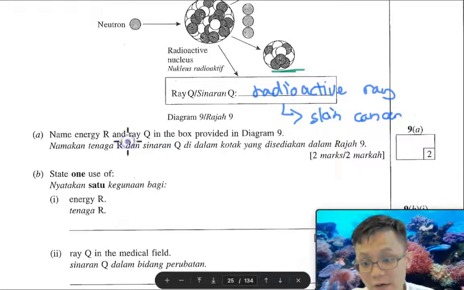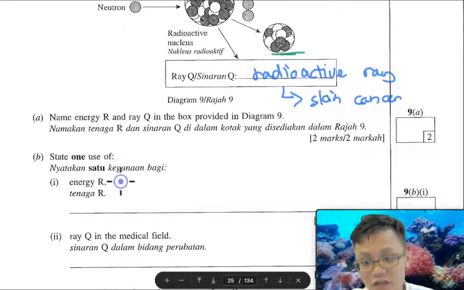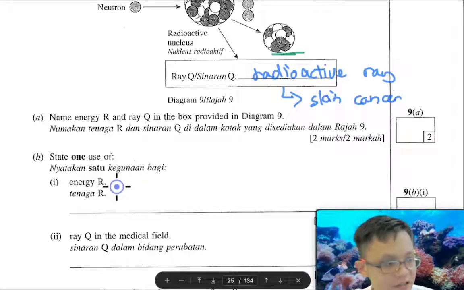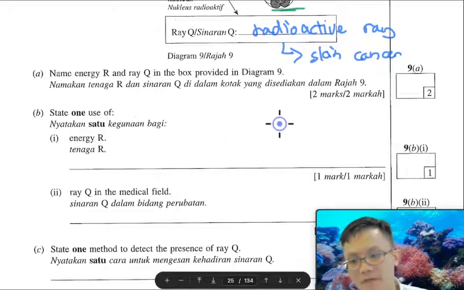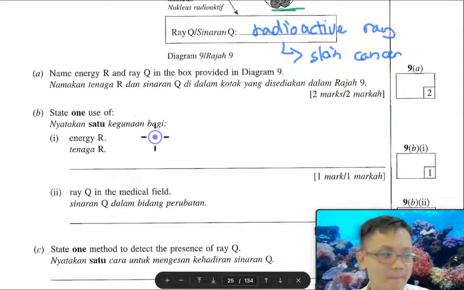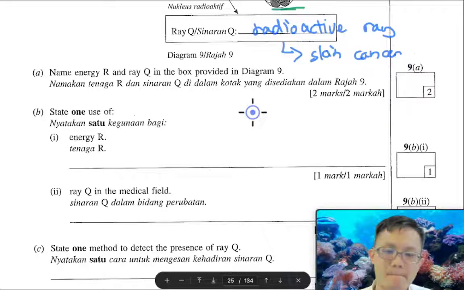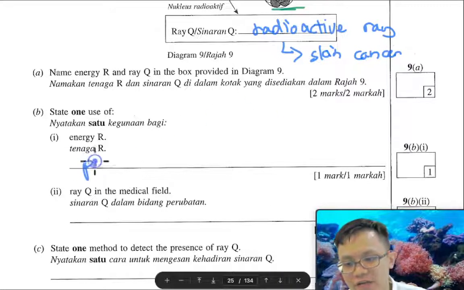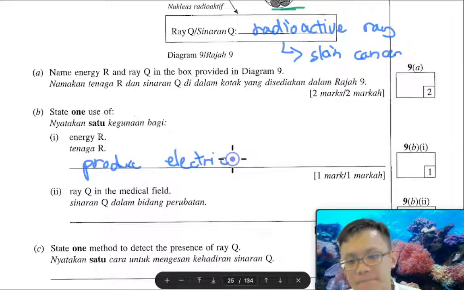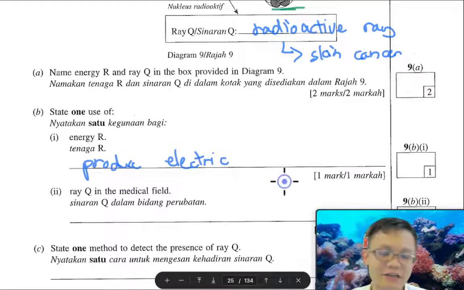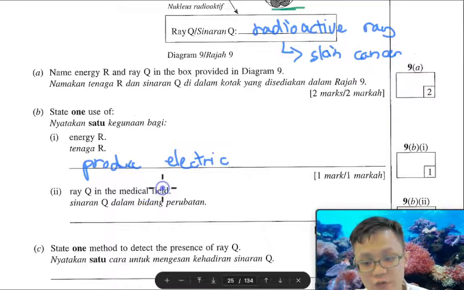Name R and Q, already done. State the usage of energy R. So energy R, what is the usage? It can be used to produce electricity. Yes, very good. This one can be used to produce electricity, which Malaysia is also doing.